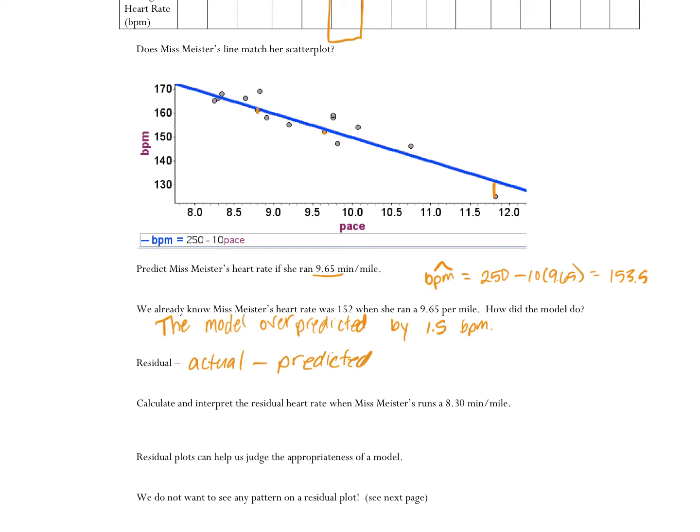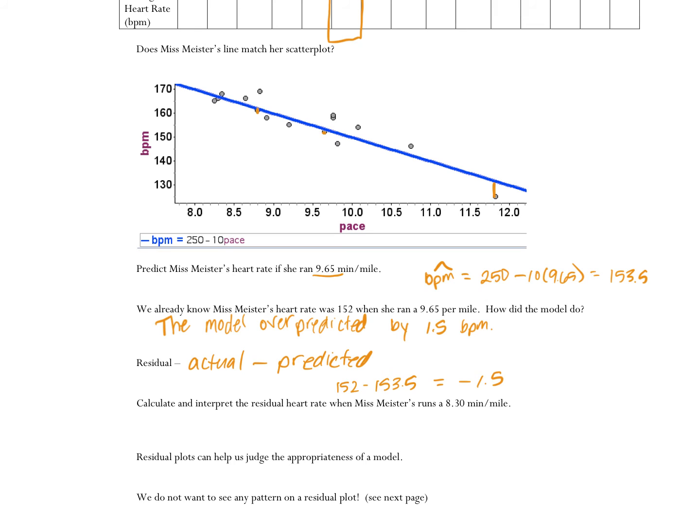So in reality, the residual for that point would not have been 1.5. It would have been negative 1.5. And what that negative tells us is that the prediction was bigger than the actual point, so it was an over-prediction. If my residual is negative, that's over-predicting. If my residual is positive, that's under-predicting. We still feeling decent with this?